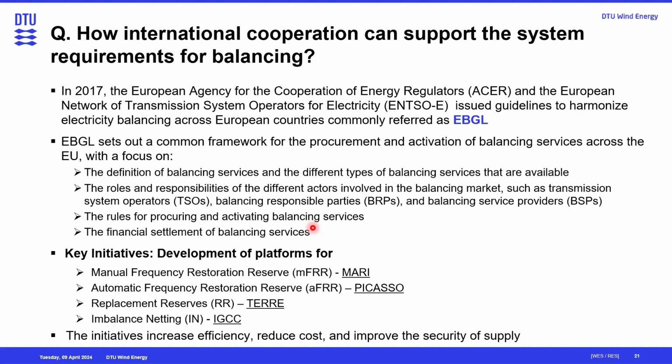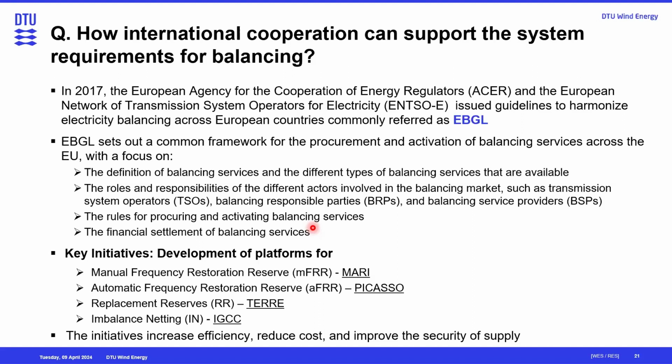And then came this platform called MARI, which is for manual frequency restoration reserves. And then there is a platform called PICASSO, which is for automatic frequency restoration reserve. Then there is a platform called TERRE for replacement reserve. And then ultimately the netting of the whole imbalance is done by IGCC.